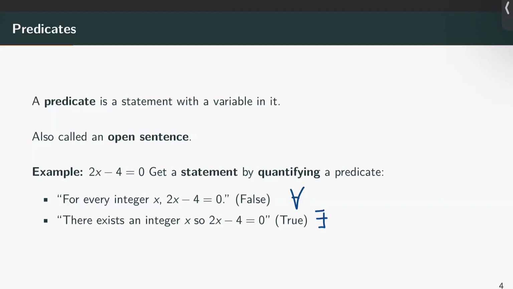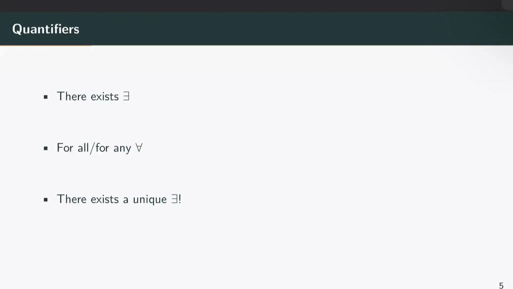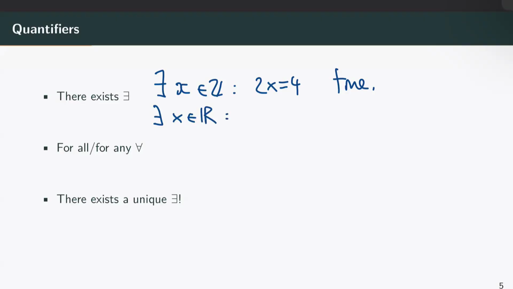Okay, so these are predicates. Let's talk a little bit about quantifiers. We have 3 quantifiers: there exists, for all or for any, and there exists a unique. The existence quantifier gives me a true statement if there exists some value of the variable that makes the predicate true. So for instance, there exists an x in the integers such that 2x equals 4. That's a true statement. A different quantified statement with the existence quantifier that's false is there exists an x in the real numbers, let's say, such that x squared is negative. That's false, right? It's impossible to have x squared be a negative number if x is a real number.